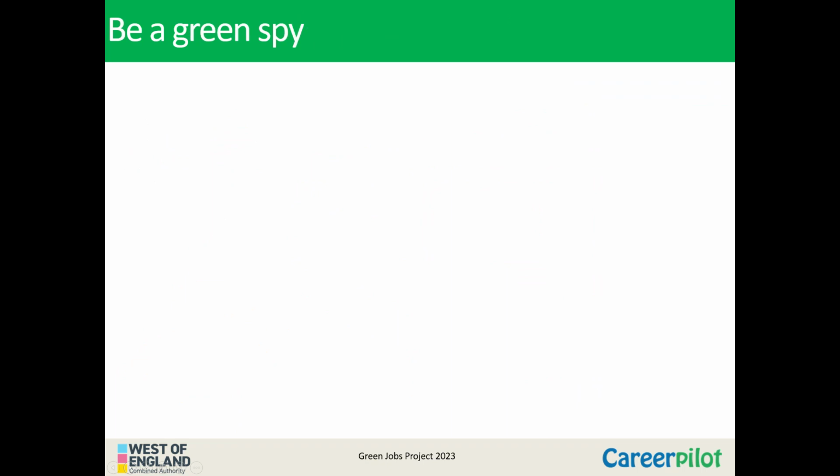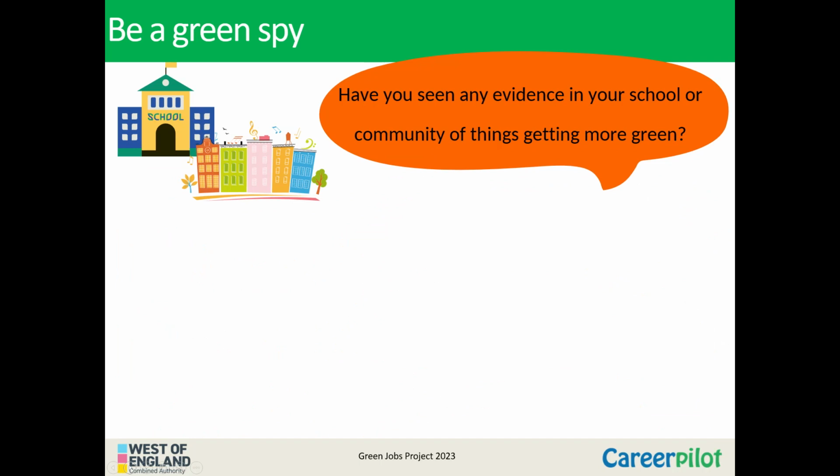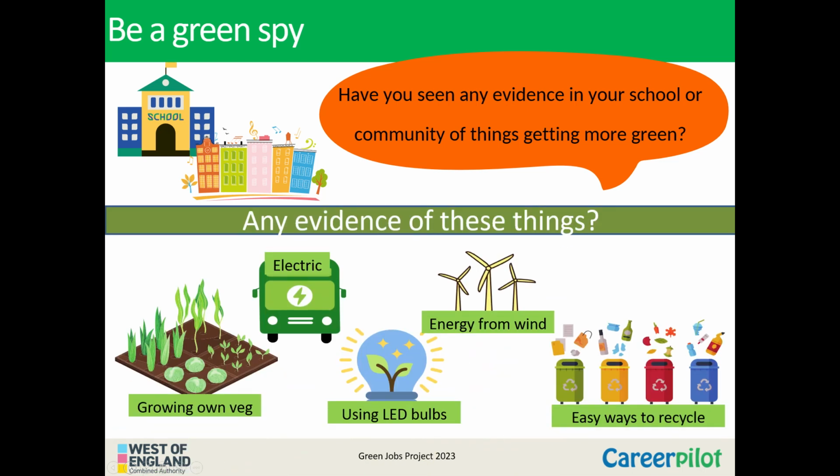You can also do an activity to get students to be green spies, where they can think about the school environment or their local community and think about whether they've already seen any evidence of green activity happening in those different environments. It might be they've seen some of these things, people growing their own vegetables or electric buses, for example, and there might be other examples too. So that could be a whole topic of discussion.